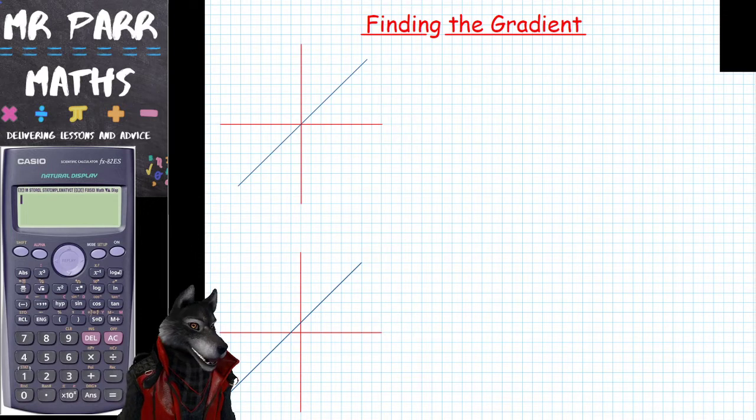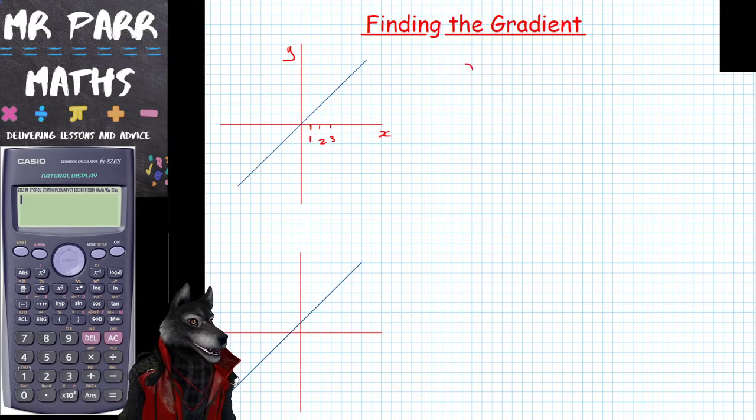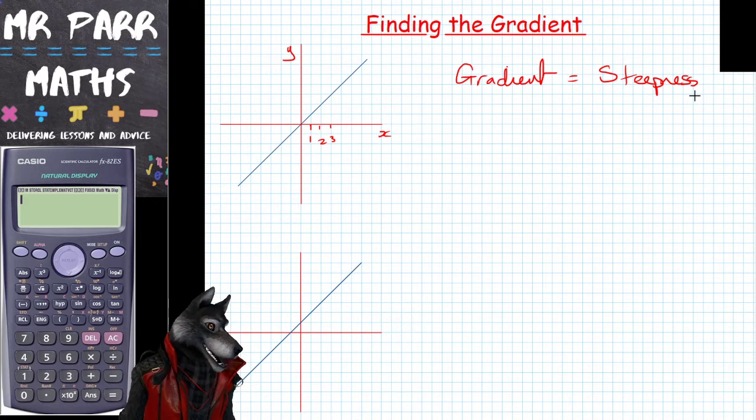So, here I've got two graphs, both with a set of axes, obviously with your x and your y, and for the purpose of this video I'm making it so that each square is worth 1, so that would be 1, 2, 3, and then obviously going down this way you'd be going into negative values. Now for those of you who don't know what gradient is, more importantly, gradient is a numerical measure for the steepness of a line. So if gradient equals steepness, we need to calculate that numerical value.